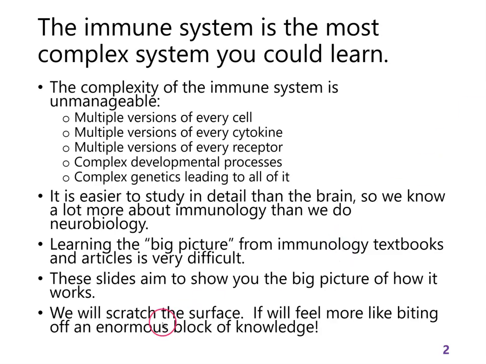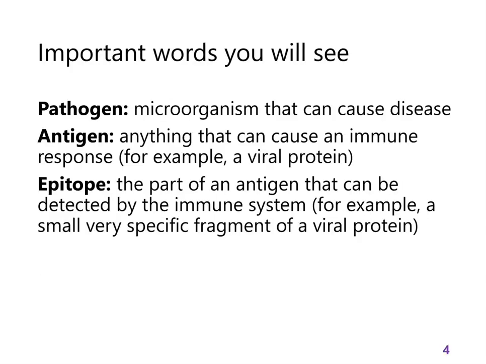And at the bottom here, I say we will scratch the surface of the immune system. The immune system is complicated enough that I can confidently say no one on earth understands it all. No one can name every cell. No one can name every signaling molecule, because we always discover more. Let's get into it.